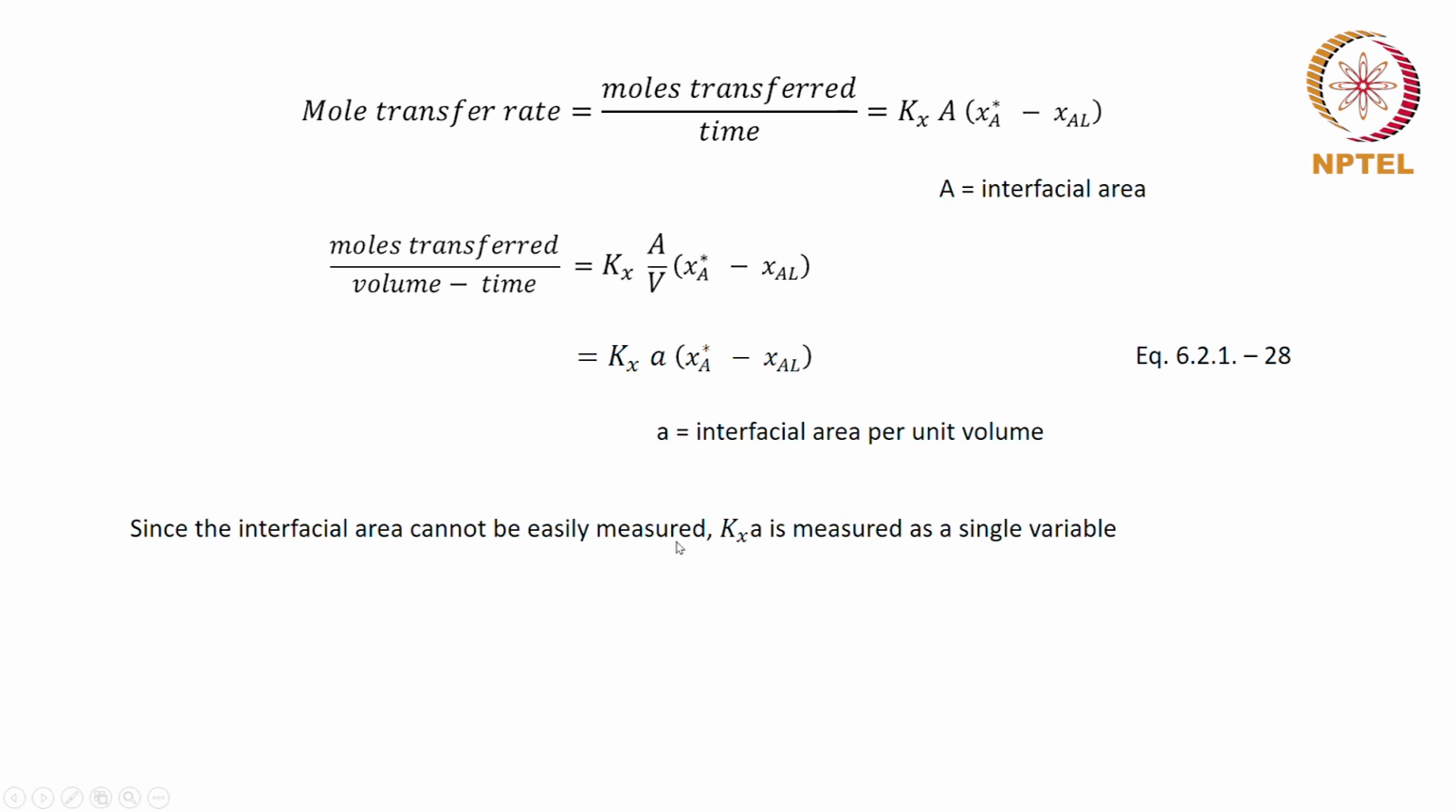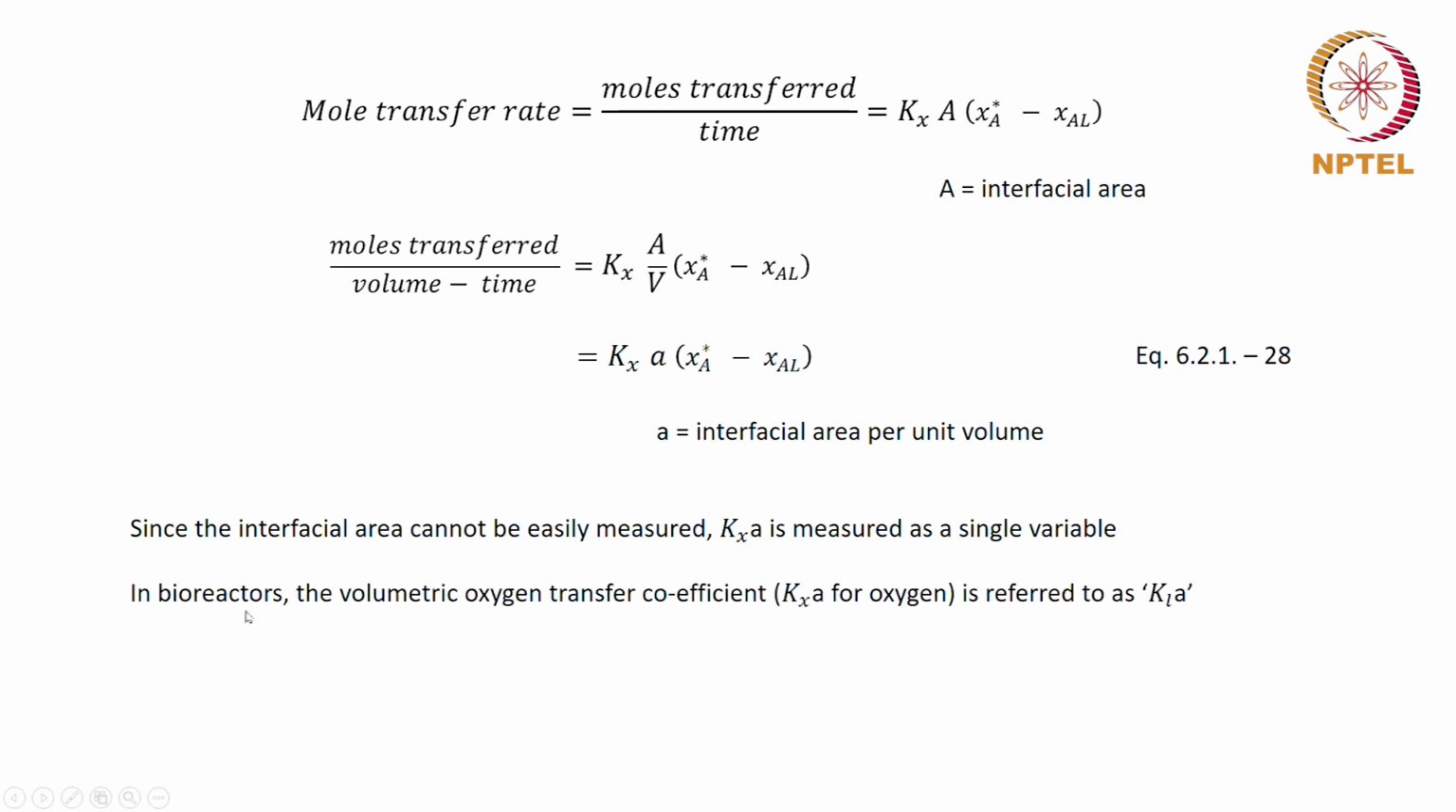And again, the interfacial area cannot be measured easily. Like the interfacial area, remember, it's the area of the bubbles, the interface between the bubbles and the liquid. That's not very easy to measure. Therefore, by an appropriate means, Kxa is measured as a single variable. And that's the reason why in bioreactors, the volumetric oxygen transfer coefficient, right, moles transferred per volume per time, that is this times the concentration difference. Kxa for oxygen is often referred to as KLa.